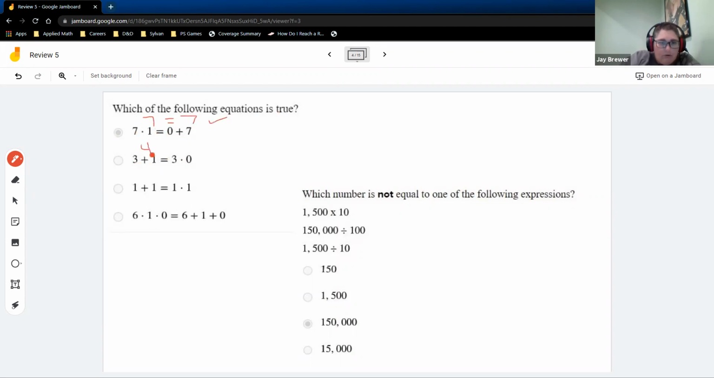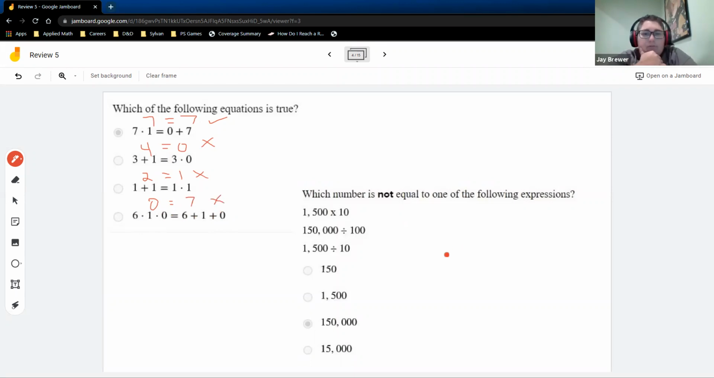We would have 4 equal to 0, that is wrong. 2 equal to 1, again, that is incorrect. And 6 times 1 times 0, that would be a 0, equal to a 6 plus 1 plus 0, so that would be a 7, again, incorrect.